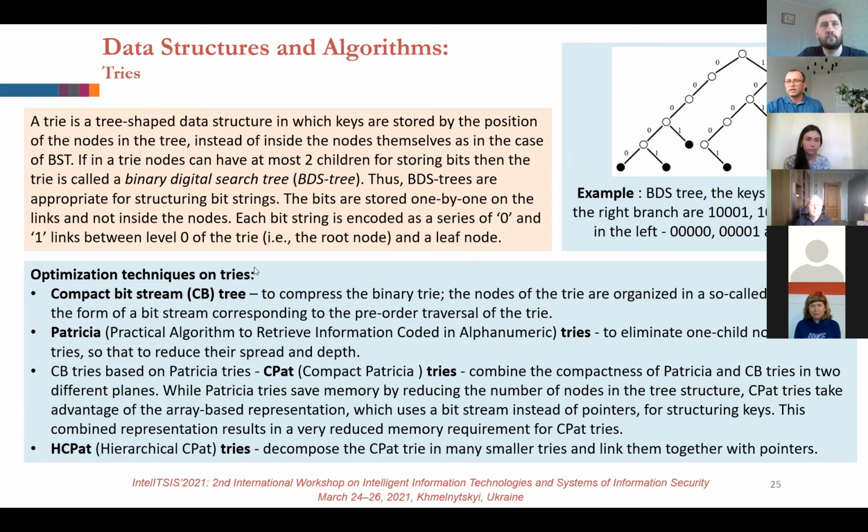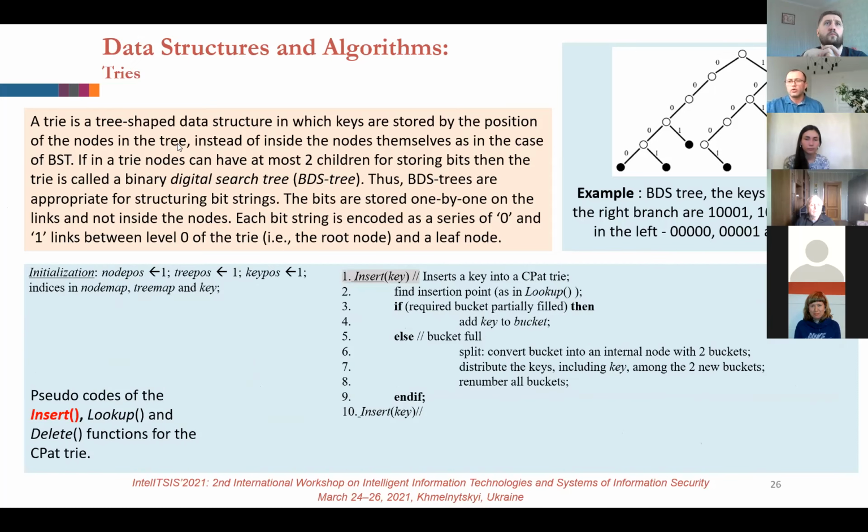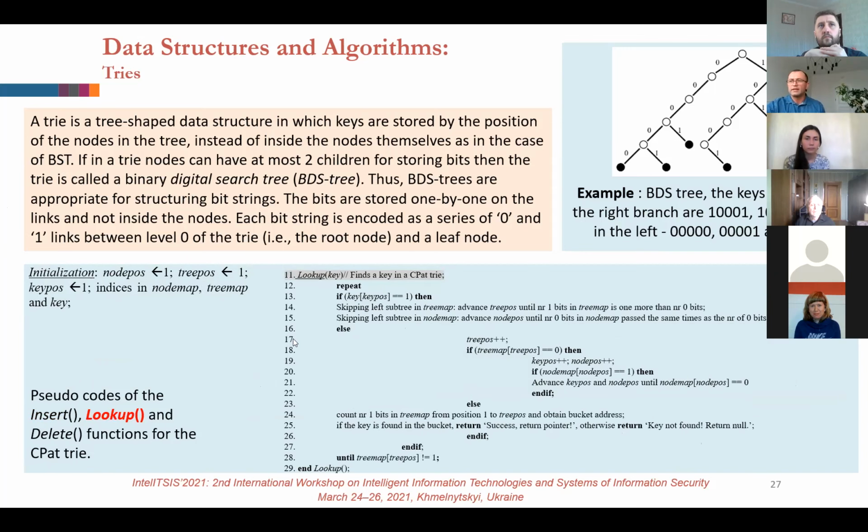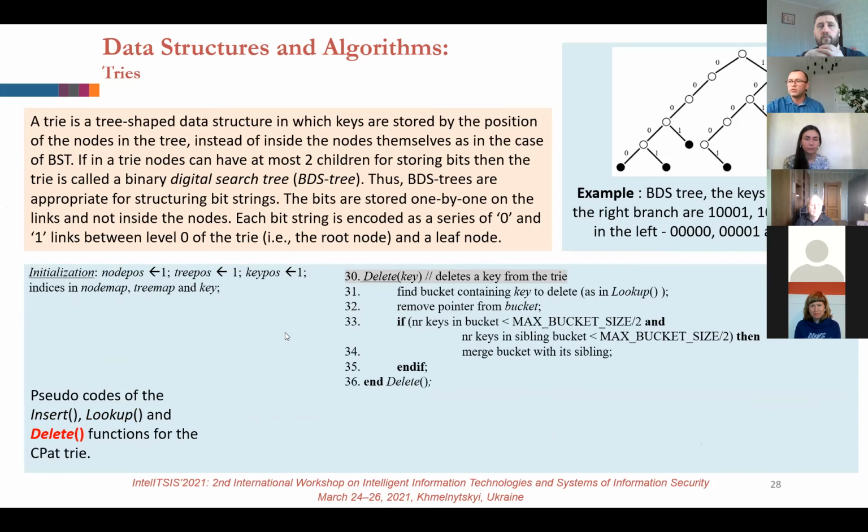There are some optimization techniques on tries that can be used to improve their characteristics, which are as follows: compact bit string tree and Patricia tries, compact Patricia or CPET tries, and hierarchical CPET tries. Also, the pseudocodes for insert, lookup and delete functions that can be used with compact Patricia tries are given here on the slides.